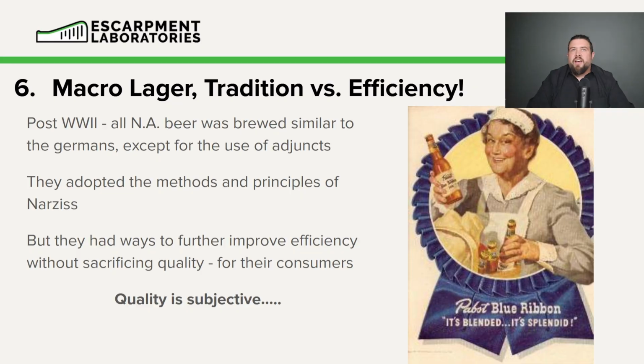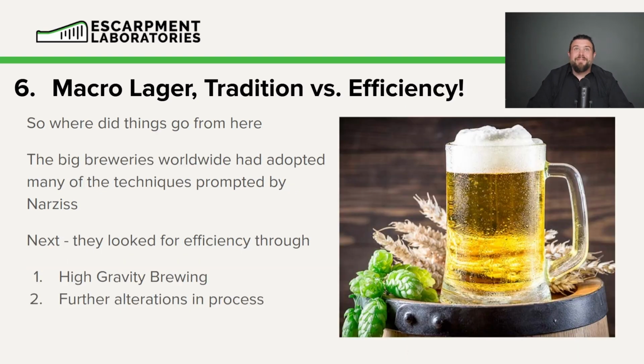So up until World War II, almost all North American beer was brewed similar to the Germans, except for the use of these adjuncts. They adopted many of the methods pushed for by Narziss also post-World War II. Narziss's methods weren't just for the Germans or for the Europeans. They also came over here. But they had some ways to further improve it. Again, quality is subjective.